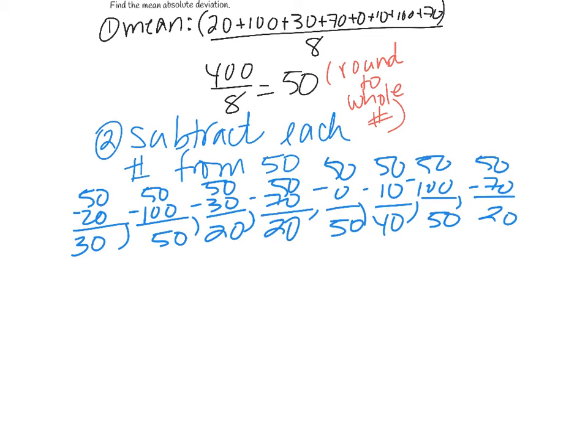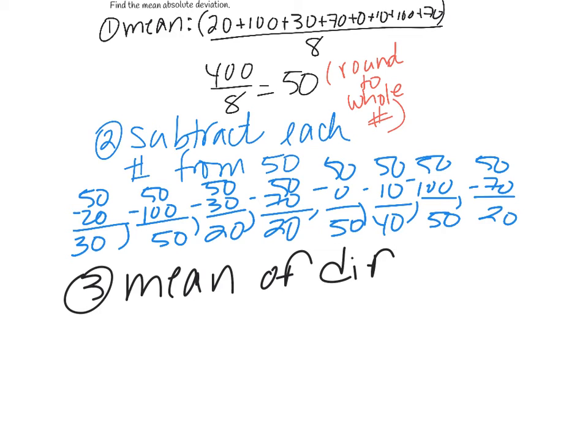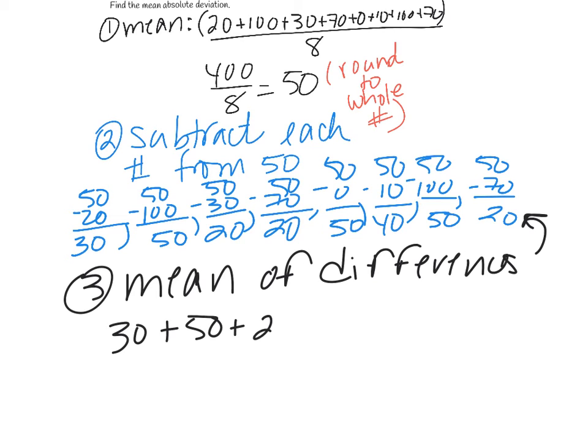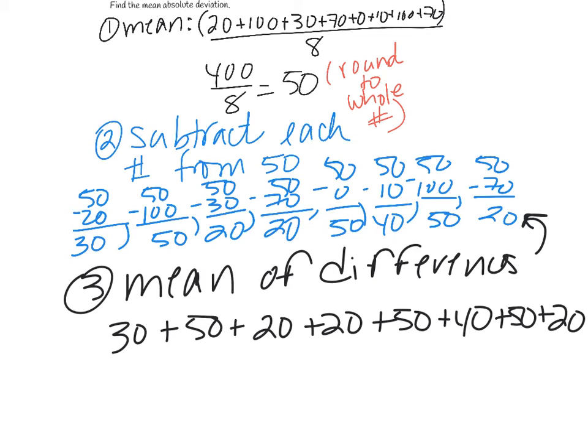And then step 3, find the mean again. So I'm going to find the mean of the differences, which is the mean of these numbers here. So that means I'm going to add these numbers up. So 30 plus 50 plus 20 plus 20 plus 50 plus 40 plus 50 plus 20. 1, 2, 3, 4, 5, 6, 7, 8. Divide by 8. I just count to make sure I didn't miss any.